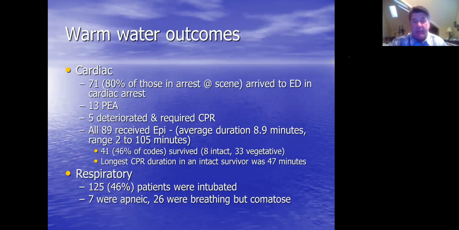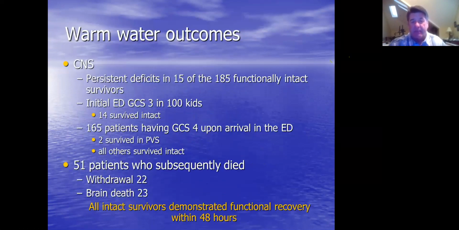The bottom line is 80% of those in arrest at the scene arrived in the emergency department in arrest. 13 were in PEA, 5 deteriorated, almost all received epi, and the final result is many of these people did not survive. CNS had those survivors, persistent vegetative states in 15 out of 185, initial Glasgow Coma score of 3 in kids, only 14 survived intact, and 51 patients have subsequently died with neurologic side effects. So of the patients who had neuro side effects, quite a few, 51 patients wound up dying.